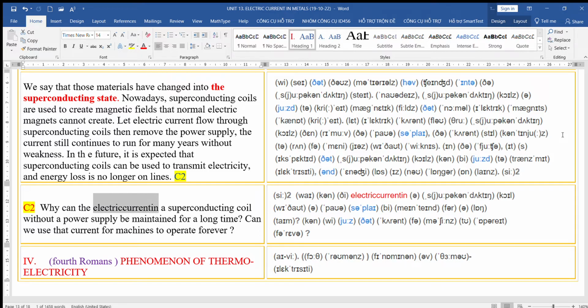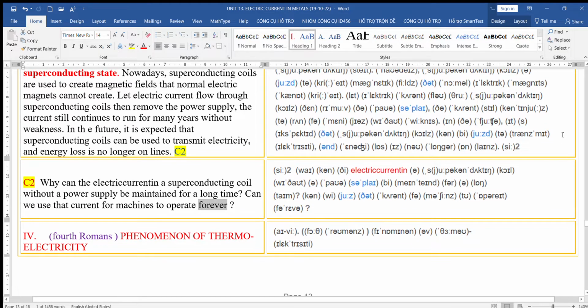C2. Why can the electric current in a superconducting coil without a power supply be maintained for a long time? Can we use that current for machines to operate forever?